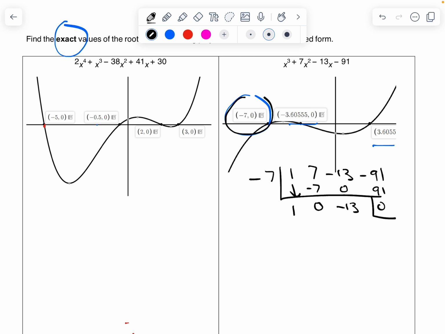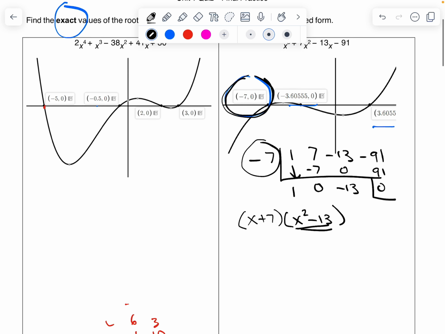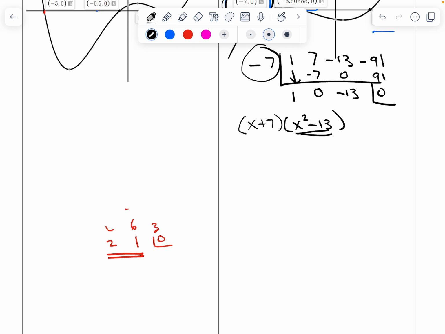So because this is a root, x plus 7 is a factor, and when we divide it by x plus 7, we have the resulting polynomial x squared plus 0x minus 13. Well, how do you factor x squared minus 13? Whenever you see something with a minus sign in the middle, that should remind you that it's a difference of squares pattern.